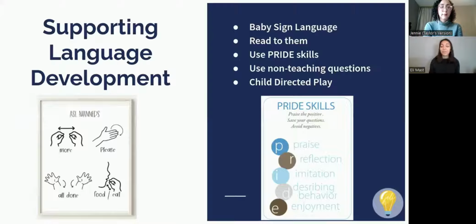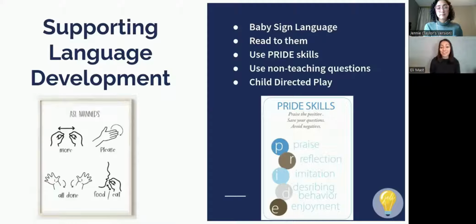So as we mentioned before, like in the teaching strategies, gross and fine motor skills are much easier for children to perform than an oral motor skill, such as producing a sound. So if you can have a child sign for more, or maybe say thank you, all done, if they want to eat, those are much easier for them to be able to communicate to you than actually saying those words like more, thank you, eat, please.